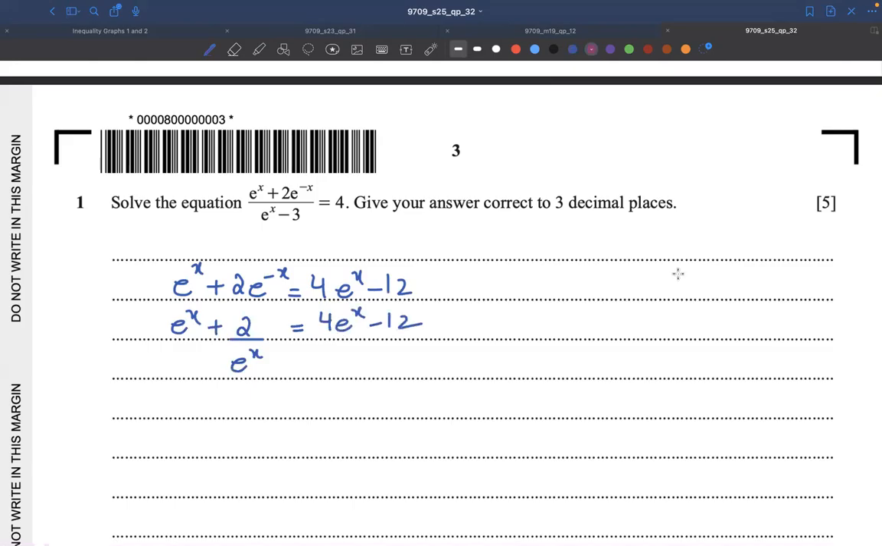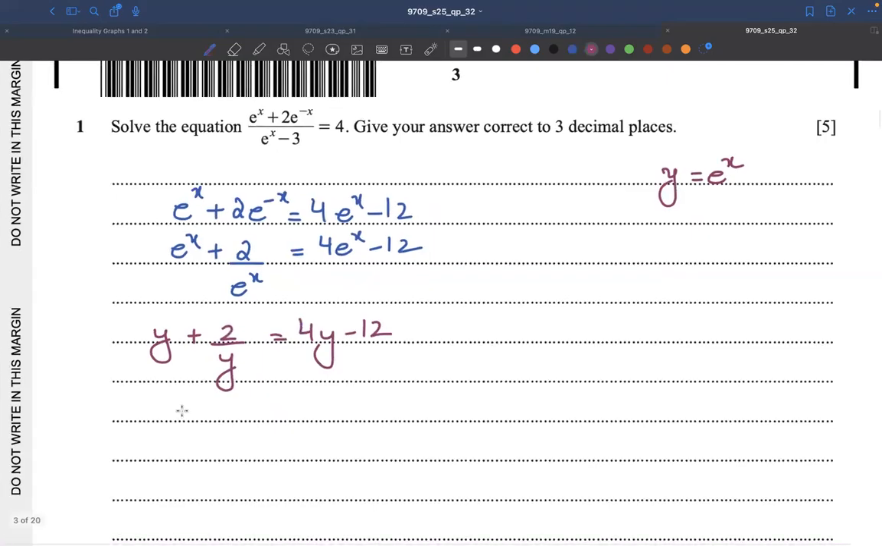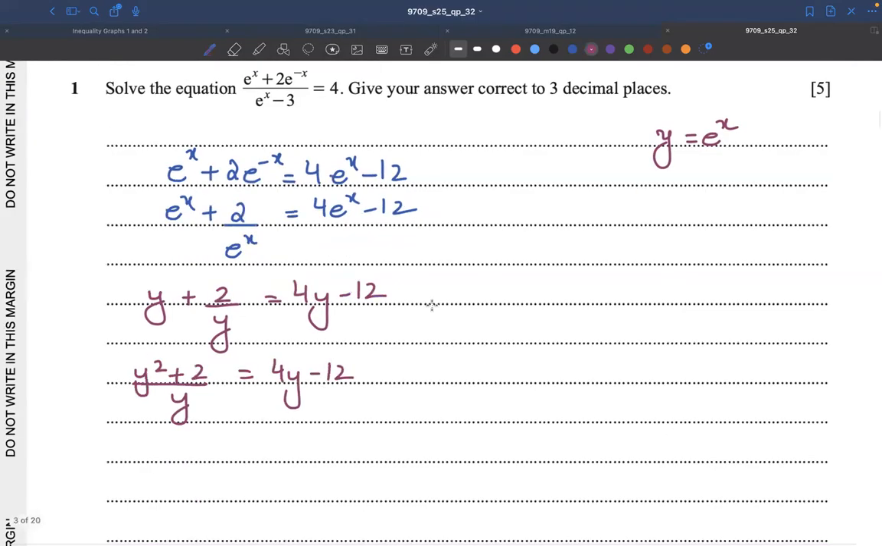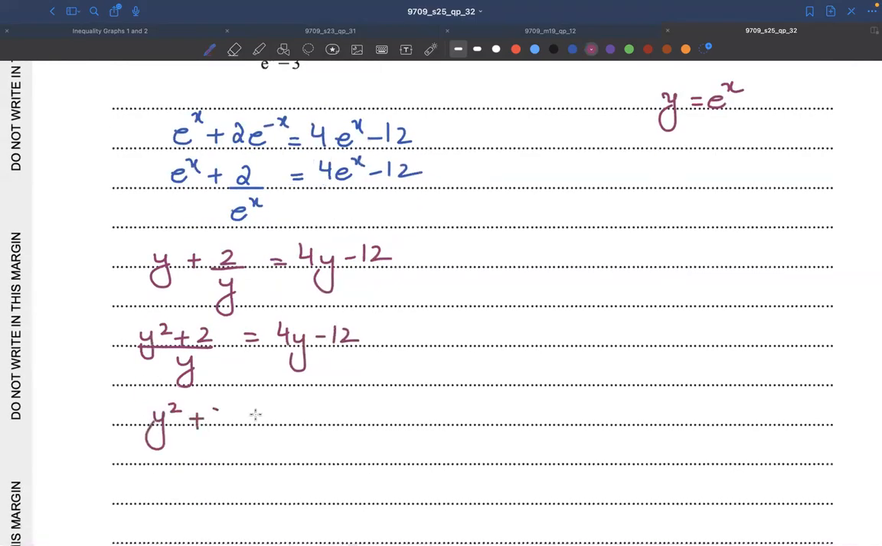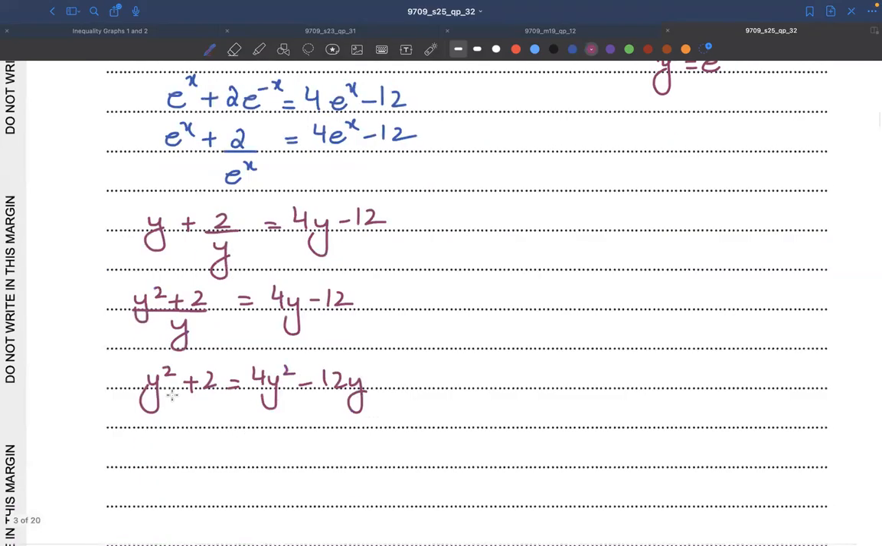Now we can take a substitution. Let's say y = e^x. We can write the equation as y + 2/y = 4y - 12. Taking the LCM, we'll get (y² + 2)/y = 4y - 12. Now cross multiplying, we'll get y² + 2 = 4y² - 12y. Then bringing y² to the right hand side, 4y² - y² is 3y² - 12y, and plus 2 will become minus 2, equals 0. Now solving this quadratic equation using the quadratic formula.